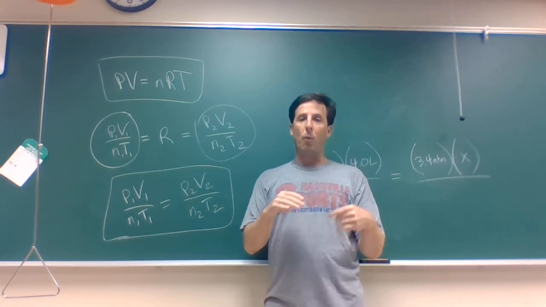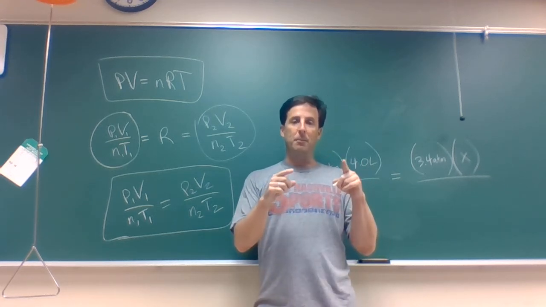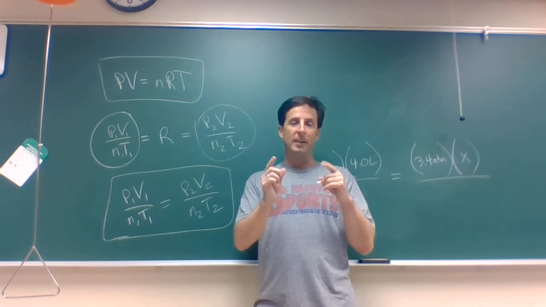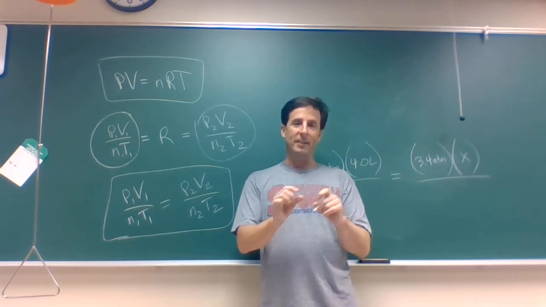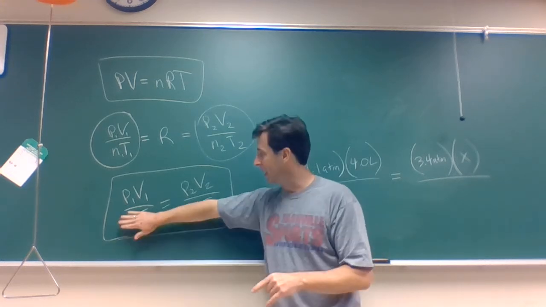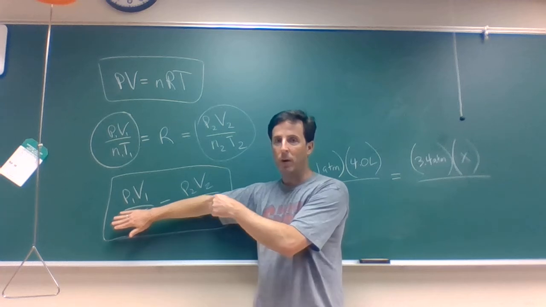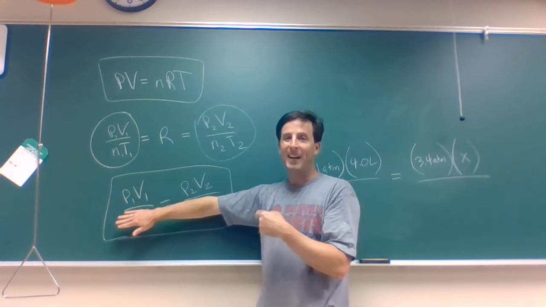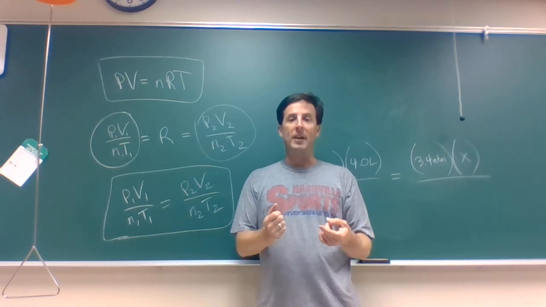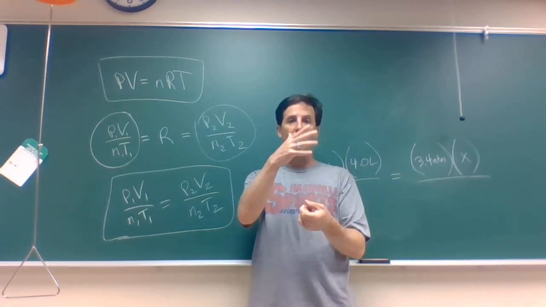The rule is, for Boyle's law, he was studying the relationship between pressure and volume. The only way he could actually see how they're related is by holding the amount of gas and the temperature constant. If you hold N and T constant, they drop out. P1 V1 equals P2 V2. That is Boyle's law.